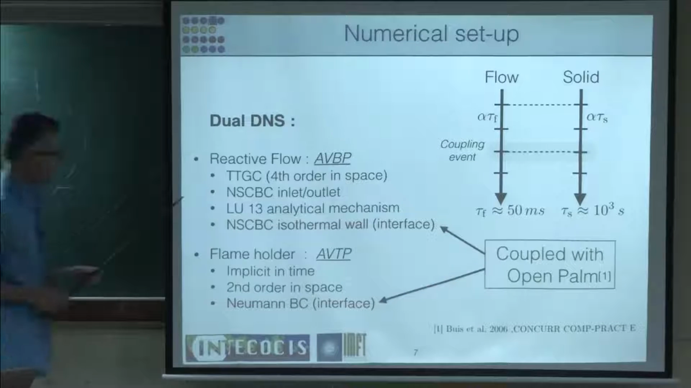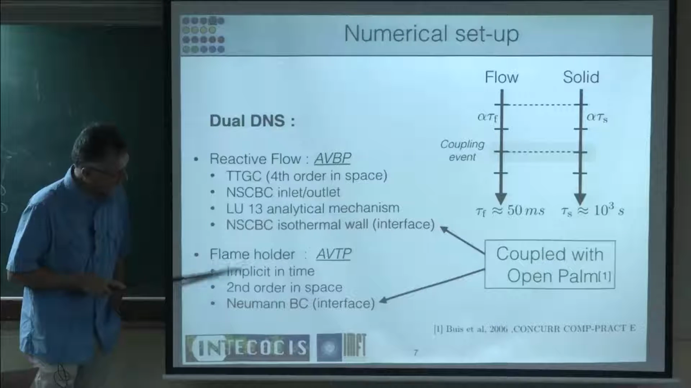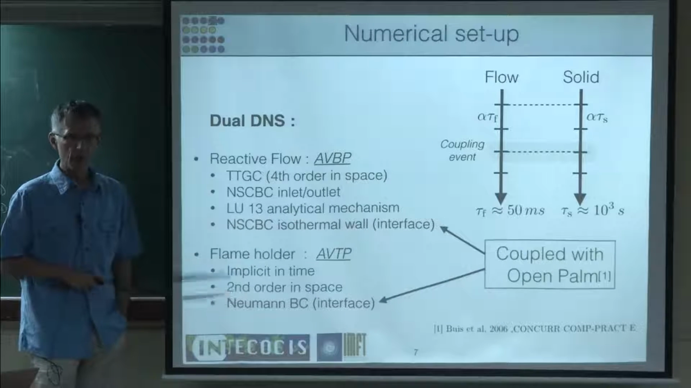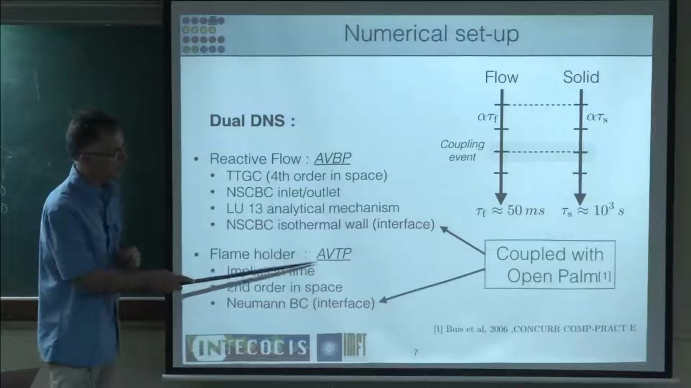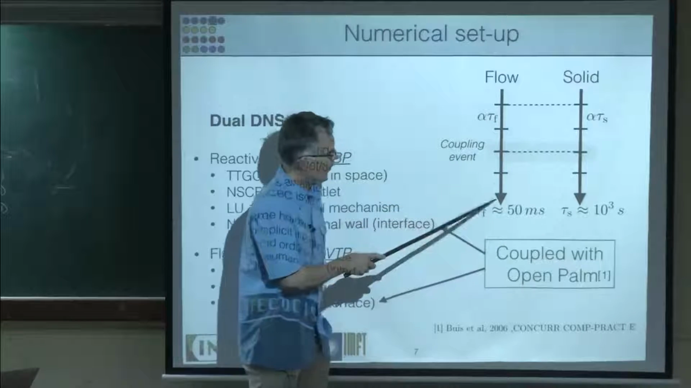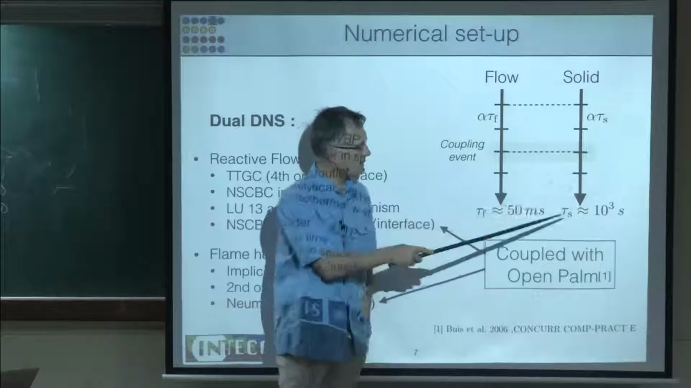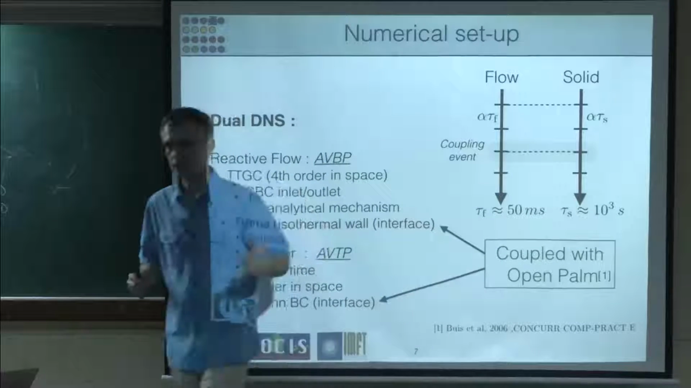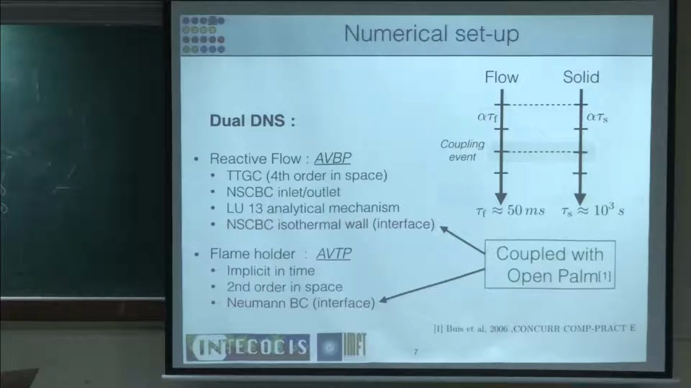So the difficulty now is that you do this computation for the flame. You need to do something for the flame holder. So in the flame holder, we need to compute the temperature. This is done with this code called AVTP now. And as I've said before, the time scale in the flow is about 50 milliseconds, and the time scale in the solid is about a few minutes. The time it takes for the metal to heat up is large.